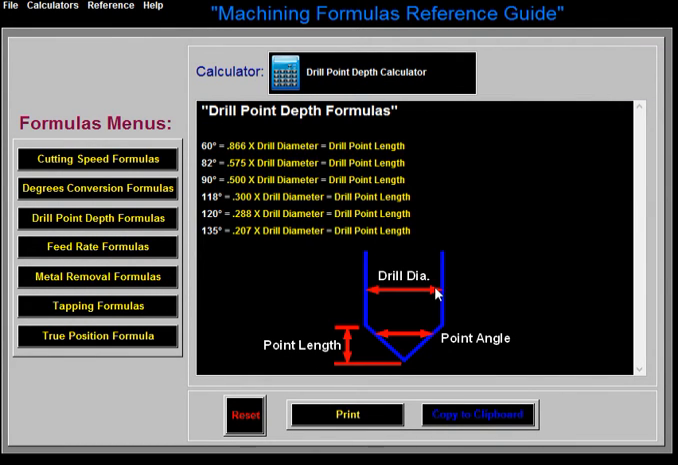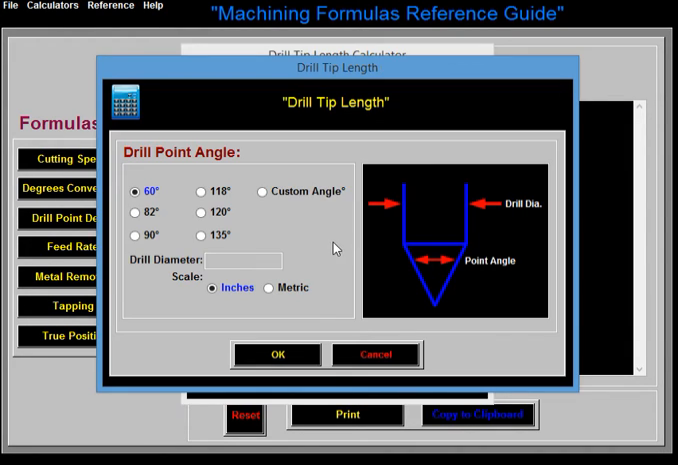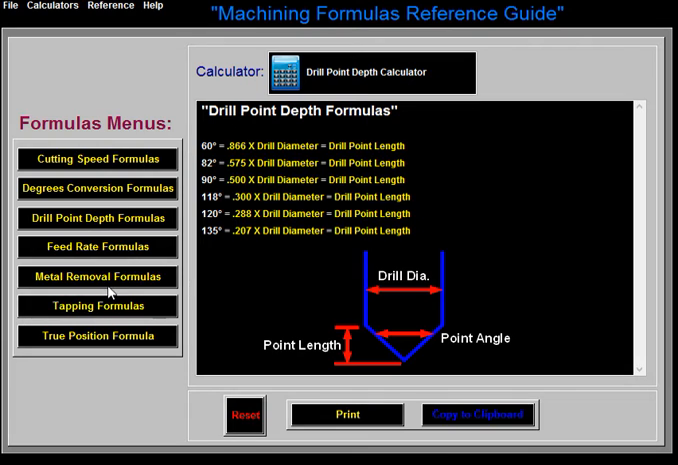For instance, drill depth. You know, these are the different ones here, the formulas for these different degrees. You use the calculator. You can also use those basic ones, but also use a custom angle. Let's say you want something that's not in there. Let's say 54 degrees. And your diameter, let's say, is 1 inch of your tool. And then it'll give you your drill diameter, drill tip angle, and your drill tip length. So, pretty straightforward.